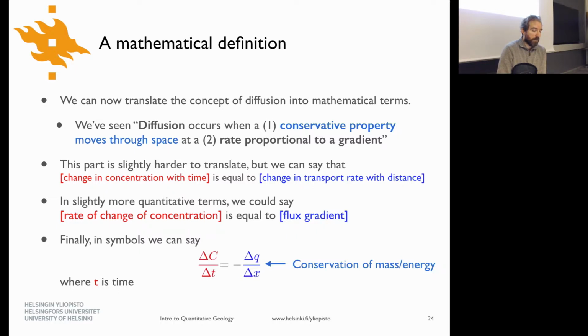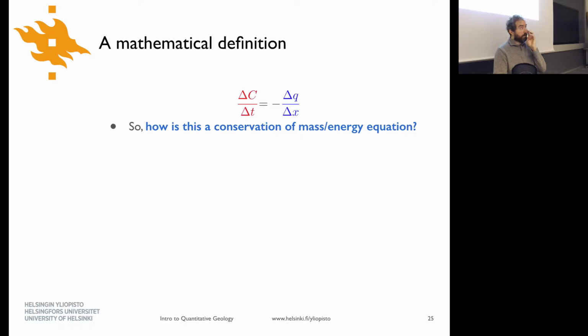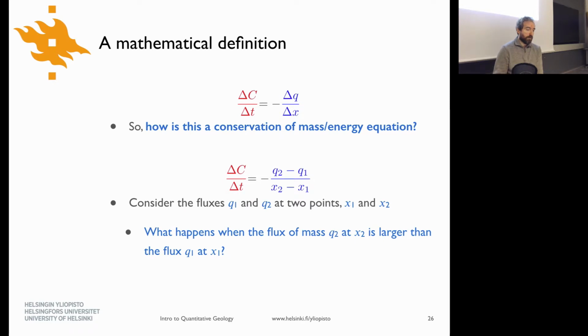Because we have a conservative property, we should have an equation that will conserve mass or conserve energy as part of the way that it's defined. So how is this a conservation of mass or conservation of energy equation? I won't make you sweat through that one, but we can consider how the equation works. We have fluxes at different points: some point x2 with a flux q2, some point x1 with a flux q1.